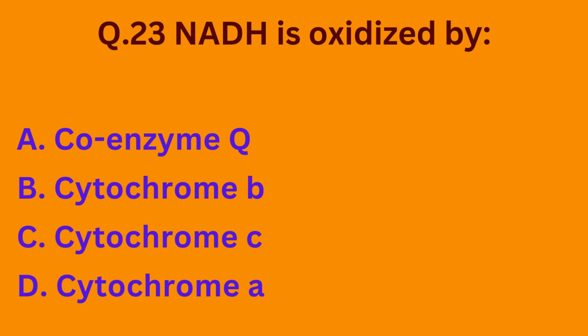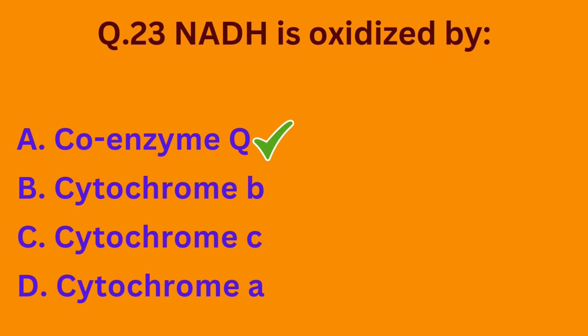Our next question is, NADH is oxidized by option A, coenzyme Q. Option B, cytochrome B. Option C, cytochrome C. And option D, cytochrome A. So basically NADH is oxidized by coenzyme Q. So the correct option is option A.